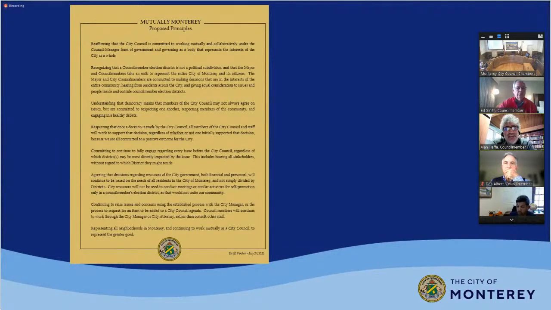But I also think that somehow, and maybe in the next sentence, that they're committed to making decisions that are in the interests of their community as well as the entire community, something like that. Because people in districts are going to expect a council person to represent the particular interests of that district. And that's just as real as the desires of Mutually Monterey to make sure we don't become parochial. Another thing that kind of stood out was about working to support a decision.